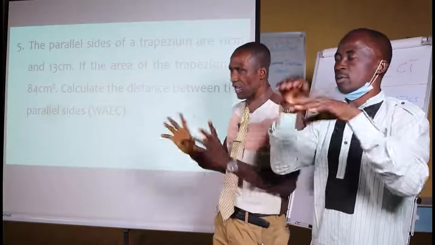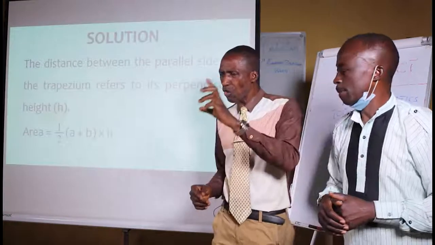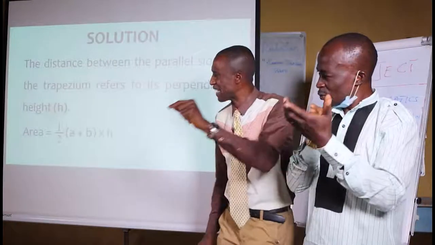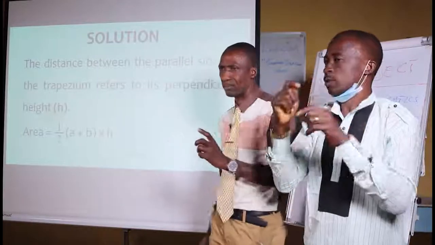I repeat the question again so that you get it accordingly. The parallel sides of a trapezium are 11 centimeters and 13 centimeters. If the area of the trapezium is 84 centimeters square, calculate the distance between the parallel sides. Take note, calculate the distance between the parallel sides. For you to work this question correctly, you must understand the question.